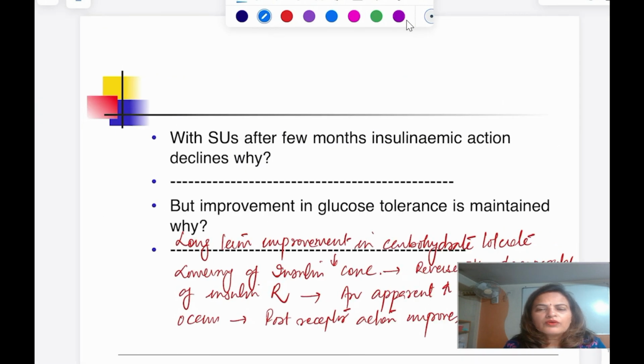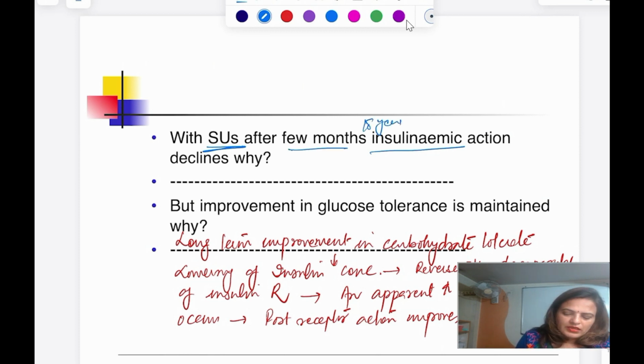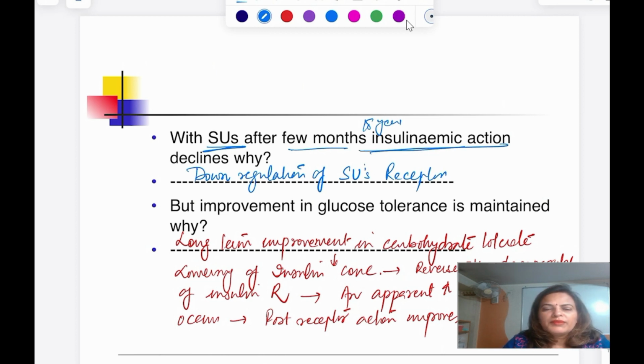Now an important question is, with sulfonylurea after a few months, because they act by causing the release of insulin, the insulinemic action declines. When you use it for a few months to a year or years, there is a down regulation of the sulfonylurea receptor. That is the cause, and it is going to decline the insulinemic action. But still the improvement in glucose tolerance is maintained.